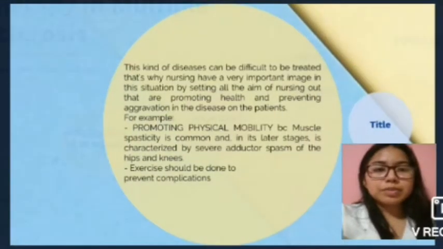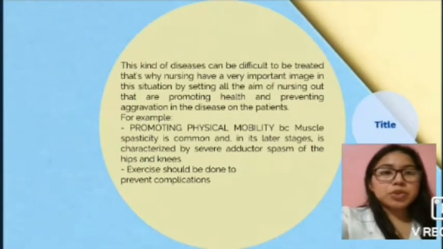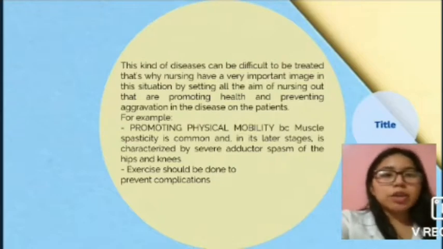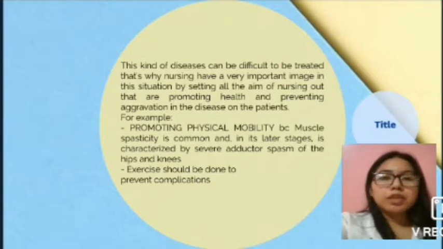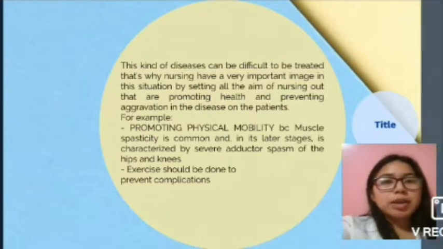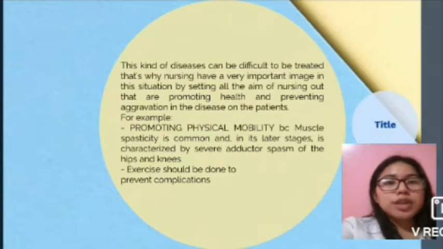Application in nursing. These kinds of diseases can be difficult to treat. That's why nursing has a very important role in this situation, by setting all the aims of nursing that are promoting health and preventing aggravation of the patient's disease. For example, promoting physical mobility, because muscle spasticity is common in the later stage. It's characterized by severe adductor spasms of the hips and knees. Also, exercise should be done to prevent complications.